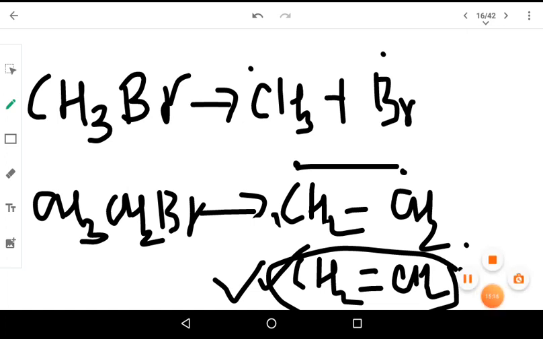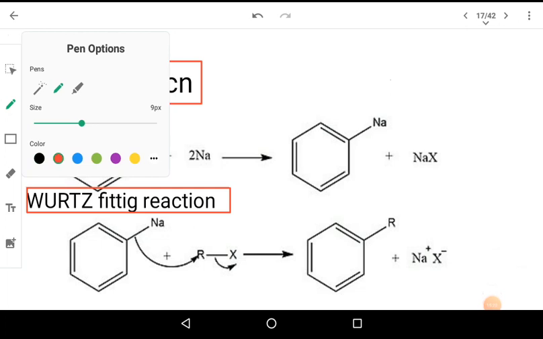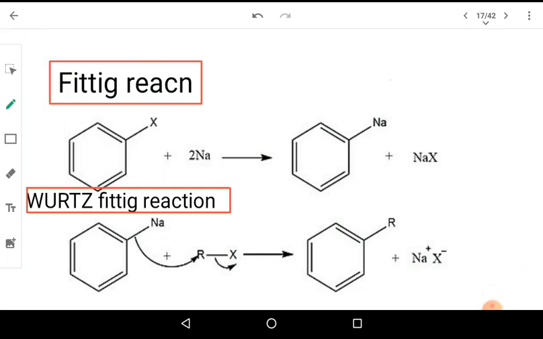So let us now look at the next reaction, but before that, let us see some of the related reactions. When we learn about Wurtz reaction, we are also supposed to learn Fittig reaction and Wurtz-Fittig reaction. In Wurtz reaction, we have taken alkyl halides, but in Fittig reaction, we will take aryl halides, and in Wurtz-Fittig reaction, we will be taking alkyl halide and also aryl halide. So two compounds we will be taking over there.